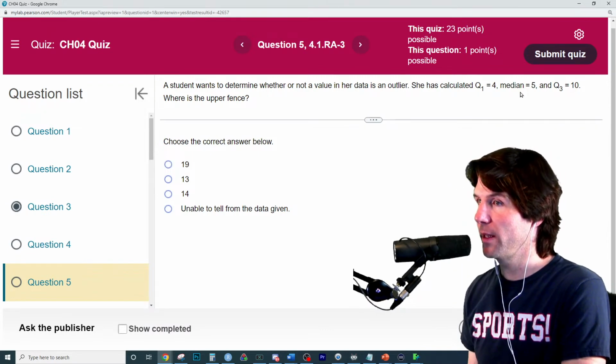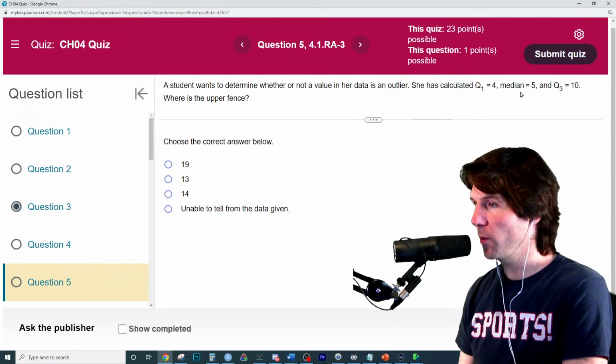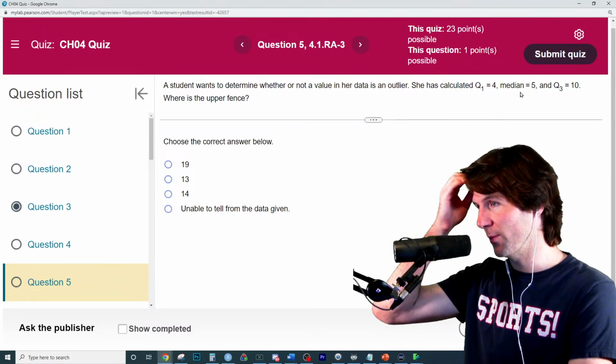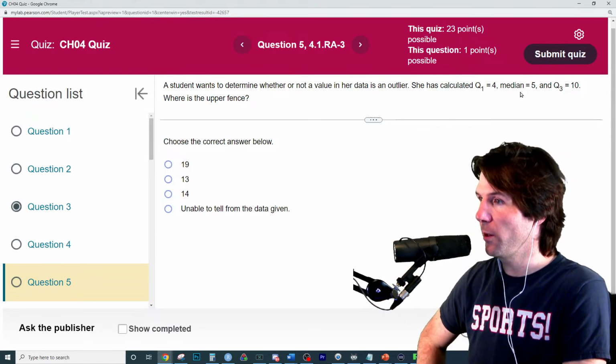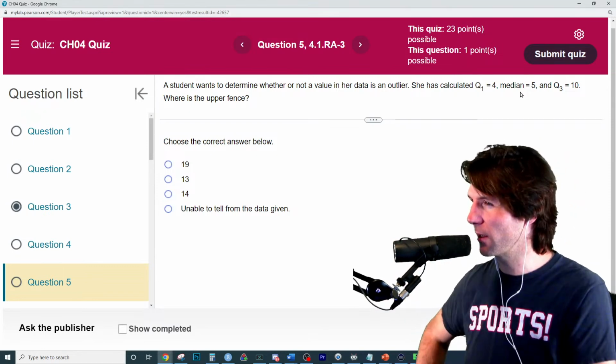So how do we find the upper fence? This is a great question. I love this question. How do we find the upper fence? Put the equation in the chat. Make sure you know it. You don't get this on the test.